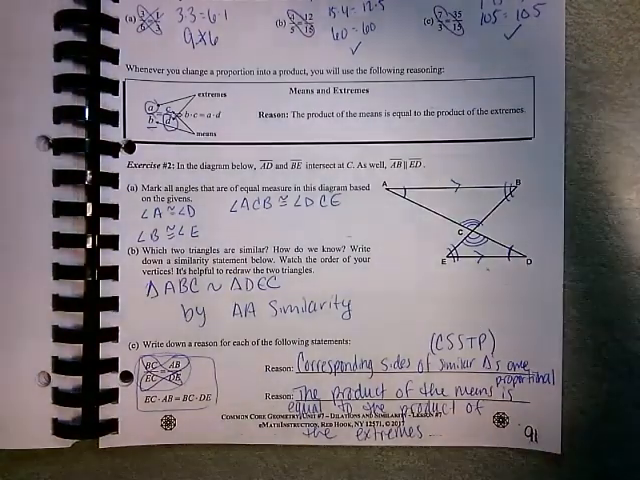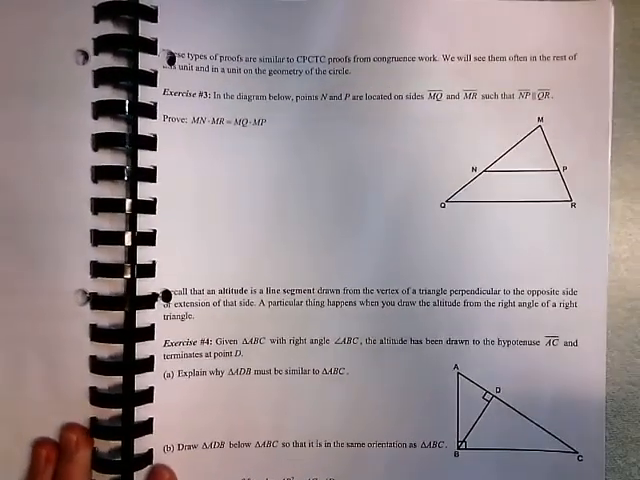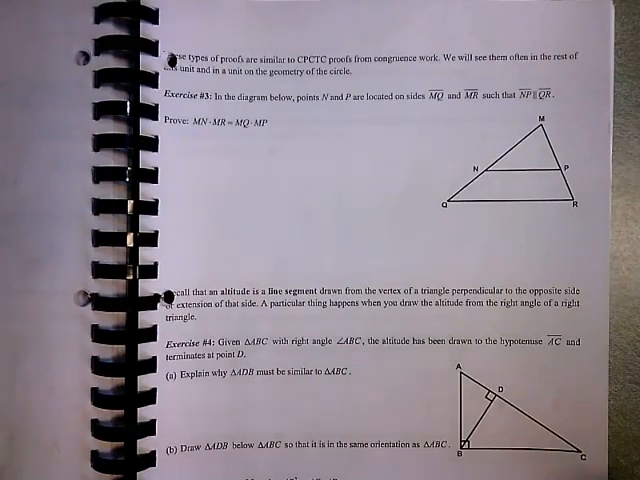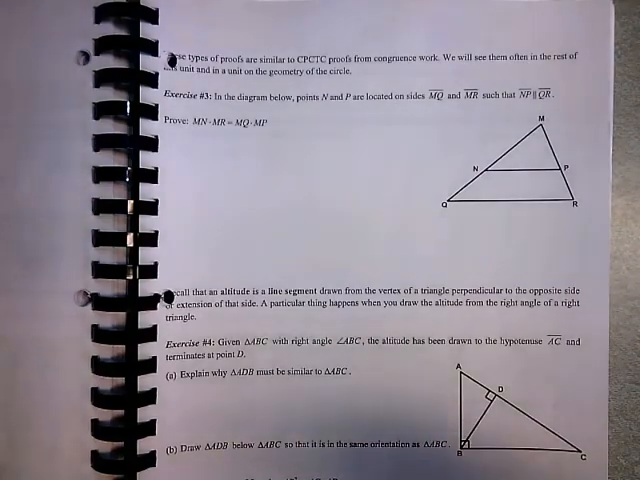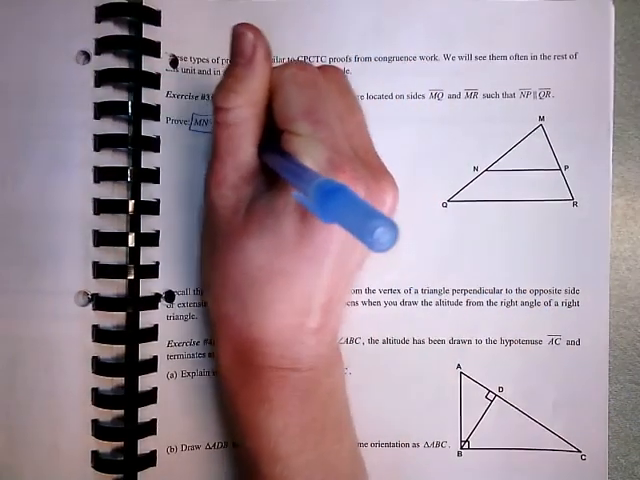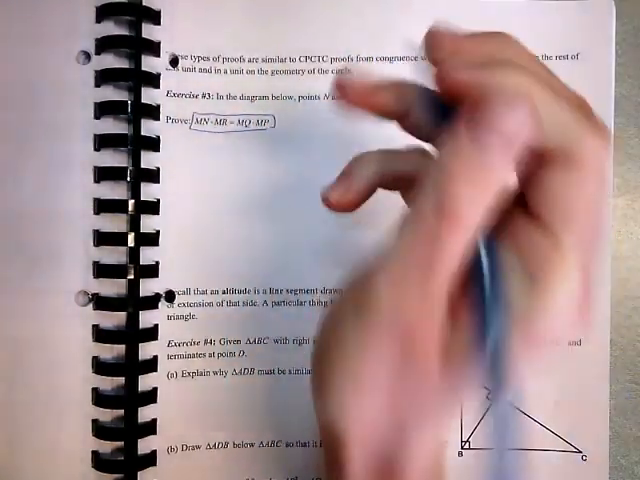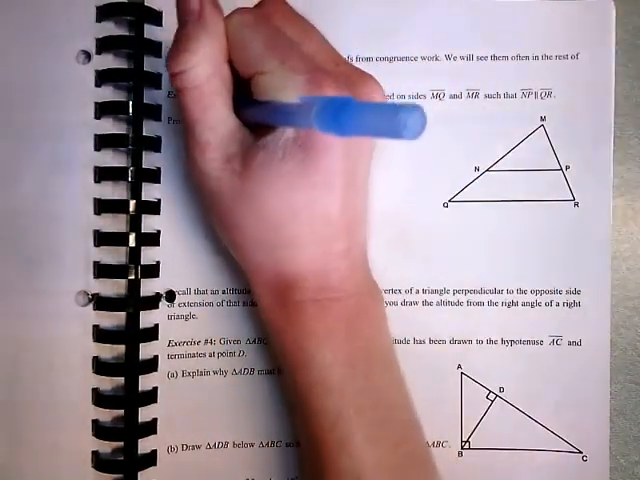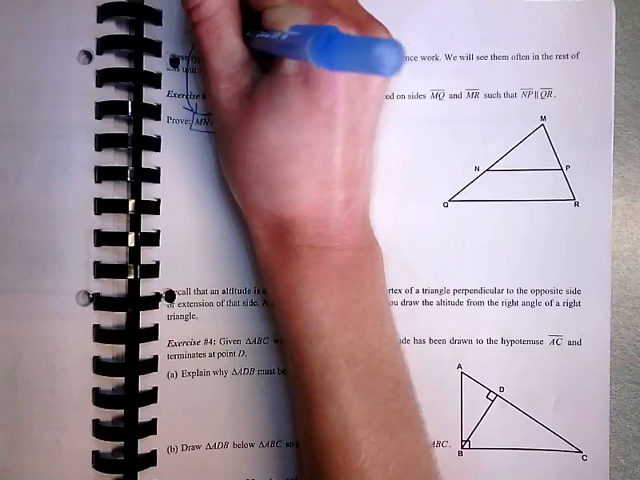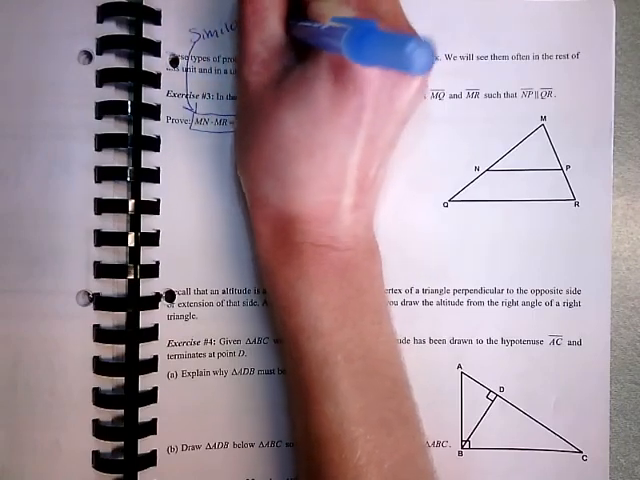All right, so let's take a look at some examples of this. Let's look at 3. In the diagram below, points N and P are located on sides MQ and MR such that NP is parallel to QR. We want to prove MN times MR is equal to MQ times MP. Now, if you are being asked to prove this, this is a red flag that you need to do a similarity proof.